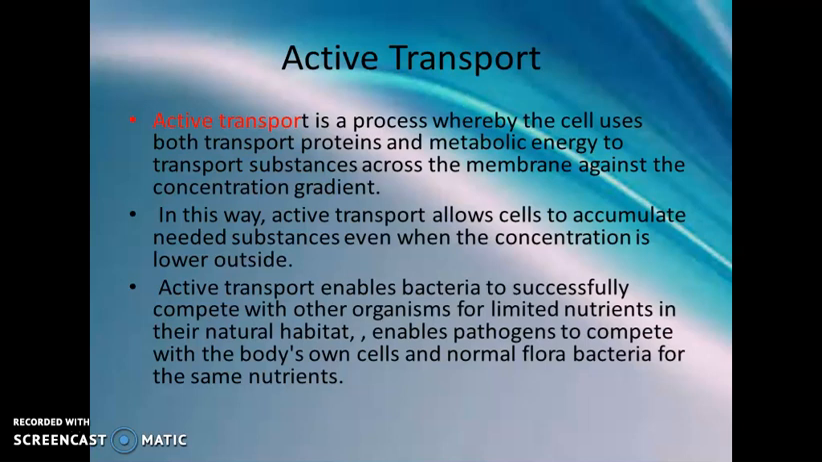Active transport enables the bacteria to successfully compete with other organisms for limited nutrients in their natural habitat, and also enables the pathogen to compete with the body's own cells and normal flora bacteria for the same nutrients. So for the competition for the same nutrients between the pathogens and the normal flora in a body, active transport helps the pathogen to compete.